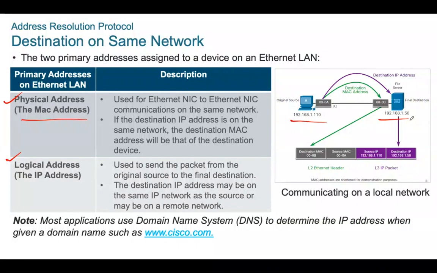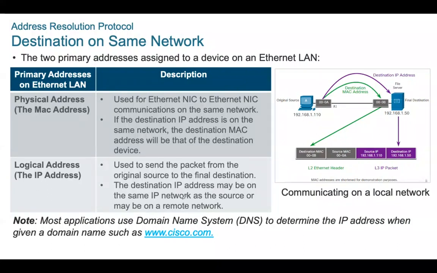Most applications, for a destination on the same network, use the Domain Name System to determine the IP address when given a domain name such as cisco.com or utsa.edu. The Ethernet MAC address has a different purpose in this case. MAC addresses are used to deliver the data link frames with the encapsulated IP packet from one network interface card to another network interface card on the same network. If the destination IP address is on the same network, then the destination MAC address will be that of the destination device itself.